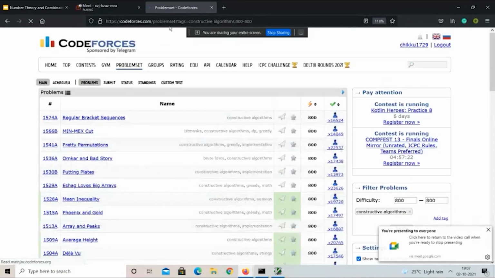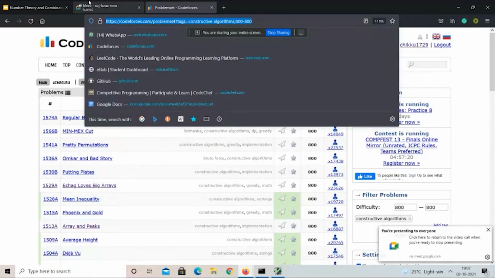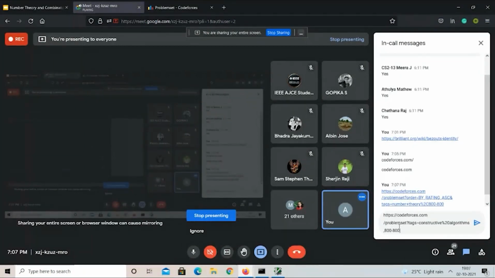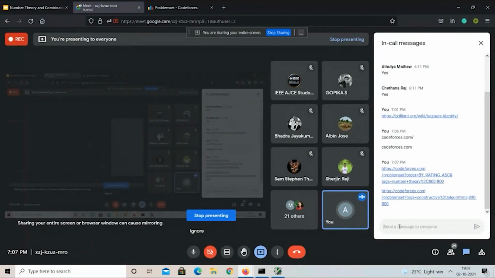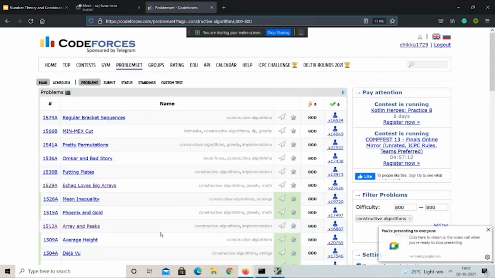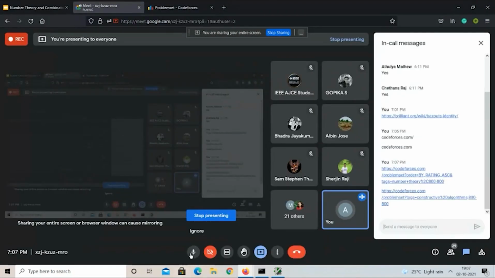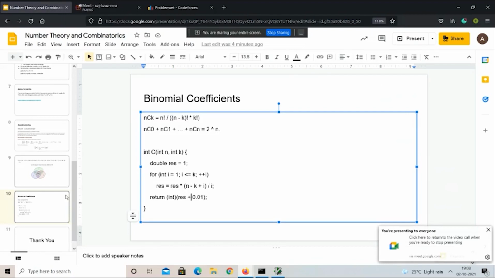There is something called constructive algorithms. This will also have some math, so you can have a look at this as well. So that's number theory. And for combinatorics, I'm not giving anything. So for combinatorics, again, observation is the key.